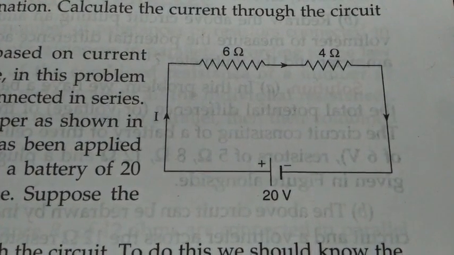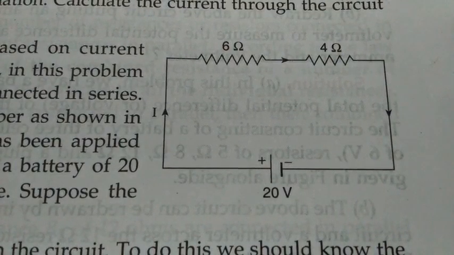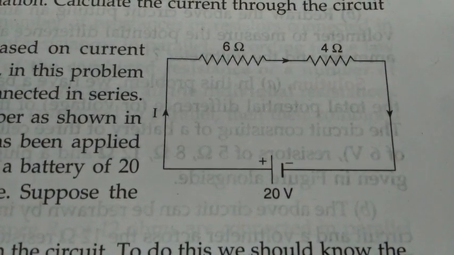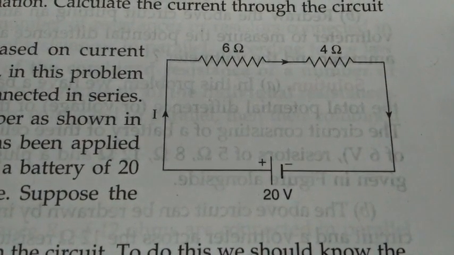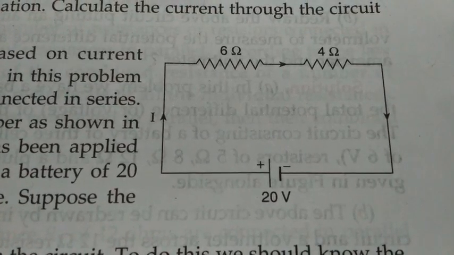So like this, you can find the total current flowing in the circuit by first finding the total resistance and then putting it in the formula I equals V upon R.